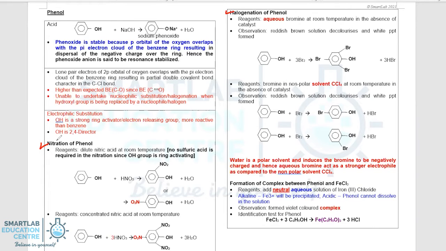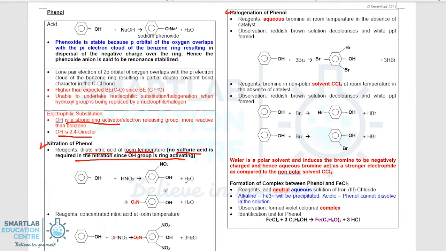Before we do that, it's important to take note that OH is a strong ring activator. It means that the benzene ring in phenol is highly reactive with electrophiles. And from the data booklet, it was also provided that the OH group is a 2,4 director. So with that, you will find that in the nitration of phenol, you just need to use dilute nitric acid. No sulfuric acid is required since the OH group is a ring activator, and just room temperature will do.